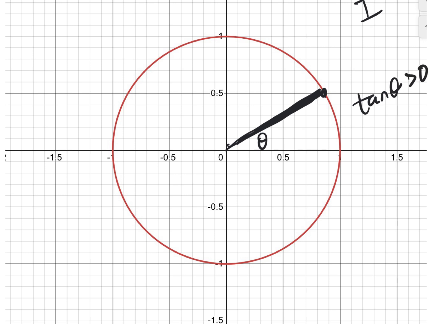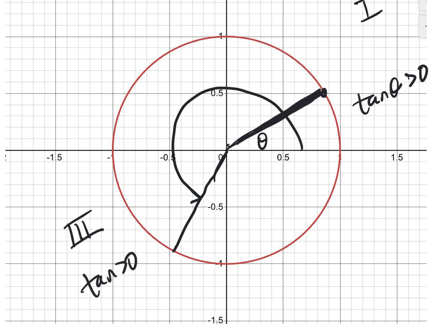In fact, any angle that's in the first or third quadrants makes a line, or a ray, if you want to think of it that way, that is a positive slope. The line is increasing. So in the first and the third quadrants, tangent will be positive.